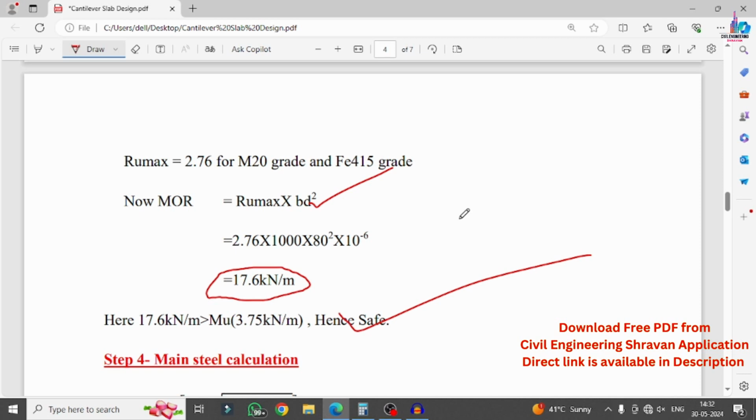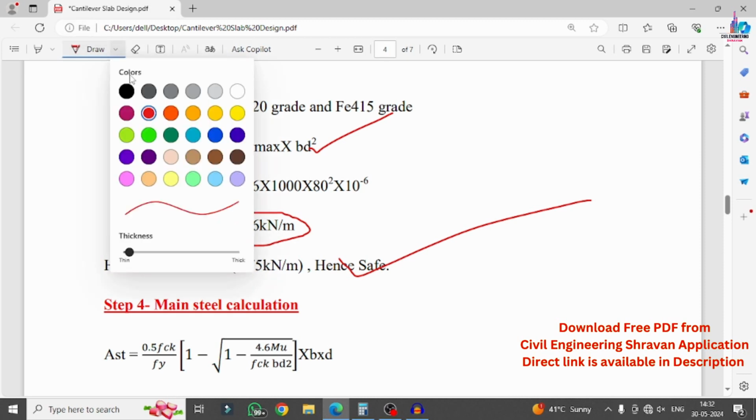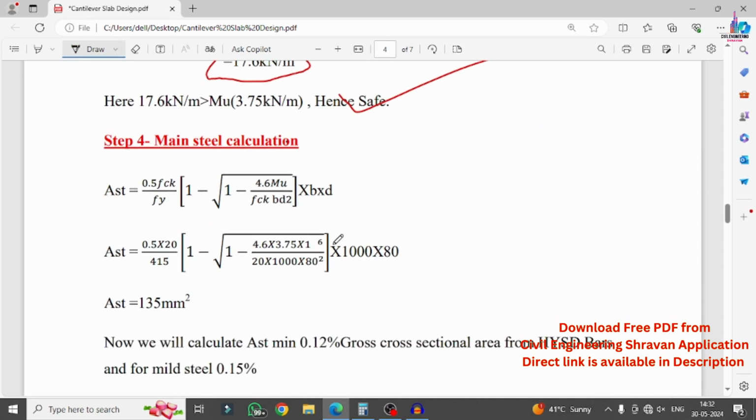Now our fourth task is to calculate the main steel. Basically, main steel is calculated from the code book formula, which is Ast equals 0.5 fck divided by fy into 1 minus under root of 1 minus 4.6 Mu divided by fck b d square, into b into d. So this is the basic formula we have to consider for calculating the Ast value for the main steel. Okay, so we have to substitute the values.